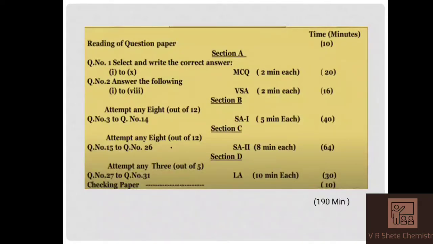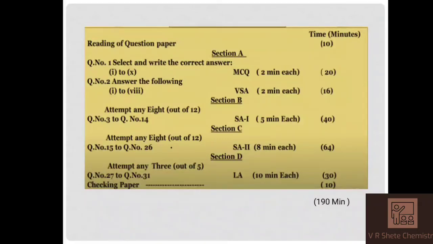Then section B is there from question number 3 to question number 14. Each question carries 5 minutes. How many questions do you have to solve? You have to solve 8 questions from section B. Each question requires 5 minutes. So 8 5s are 40 minutes. So 40 minutes will be required.